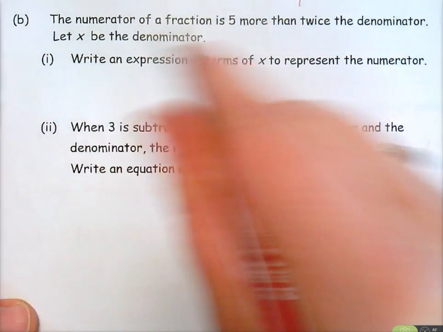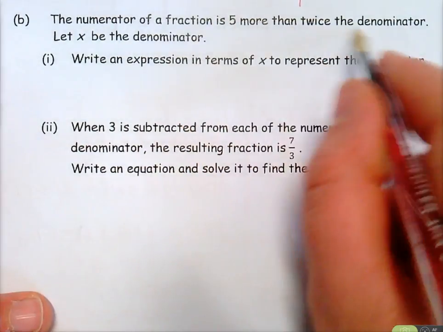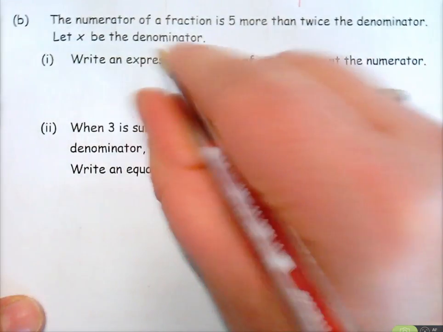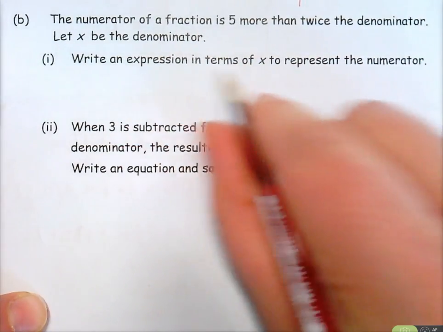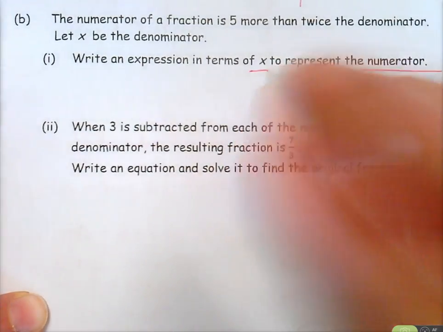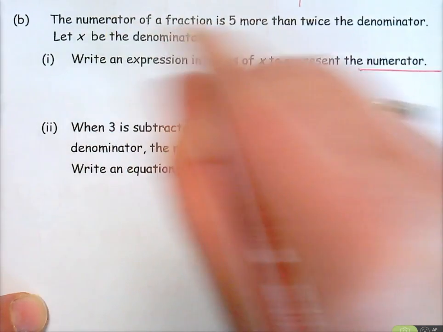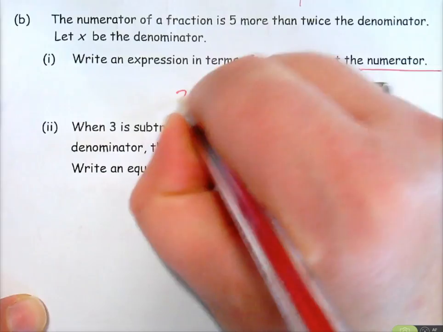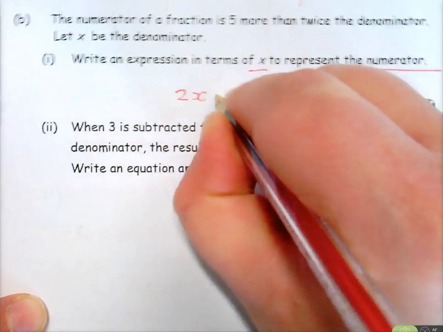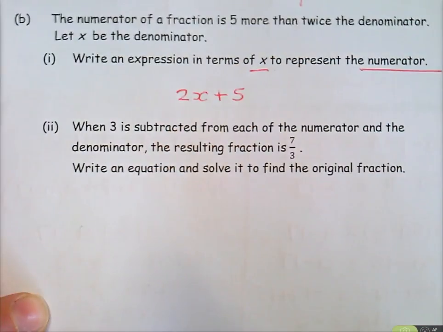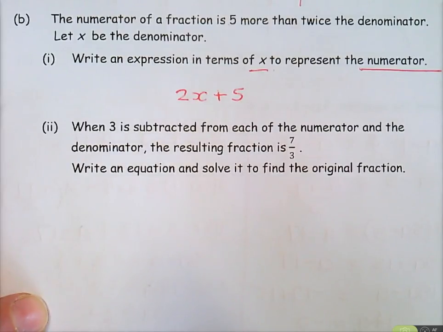Question 7b. The numerator of a fraction is 5 more than twice the denominator. Let x be the denominator. Write an expression to represent the numerator in terms of x. So the numerator is 5 more than twice the denominator. Well, twice the denominator is 2x, plus, and then 5 more is plus 5.